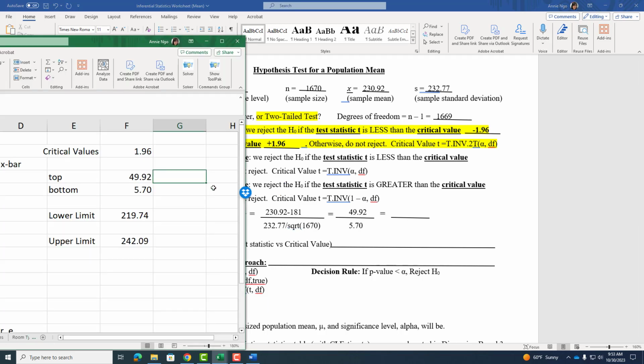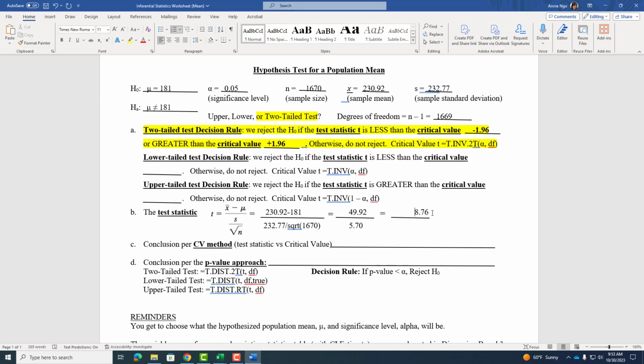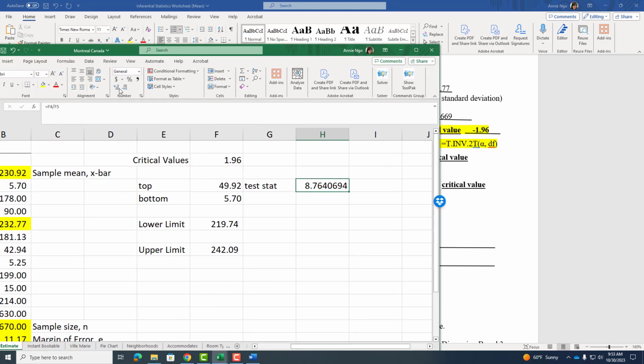And then to actually get the test statistic, I'm going to take my top number and divide it by my bottom number, right? So in this case, I am clicking on the numbers that I want. So I'm taking 49.92 divided by 5.7. So I'm taking these two numbers and dividing them by each other. And that gives me a test statistic of 8.76. Okay, so there's my 8.76. Again, if I'm here in Excel, you can always use the arrows to do the rounding for you so that you don't make any errors in rounding. So yep, there's my test statistic right there.